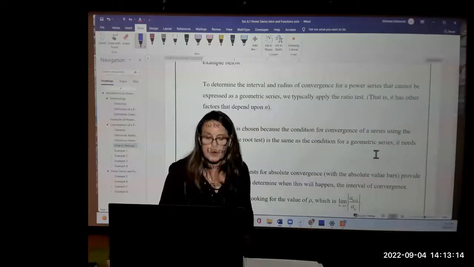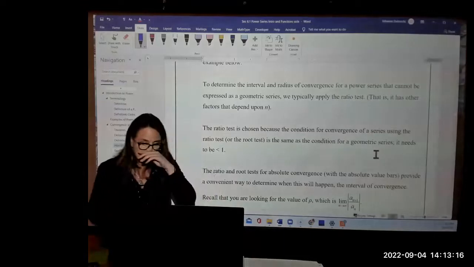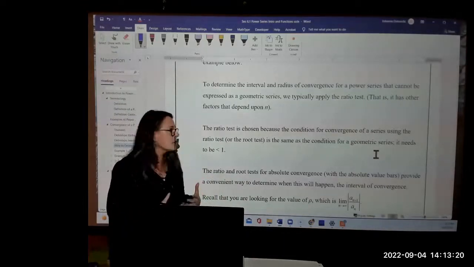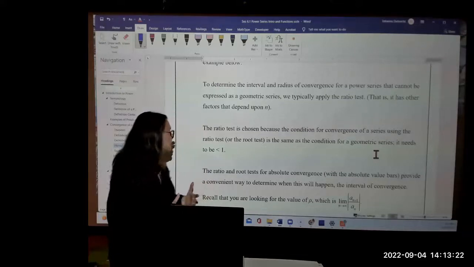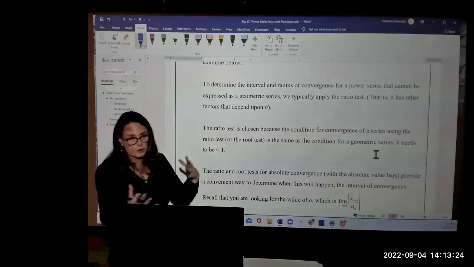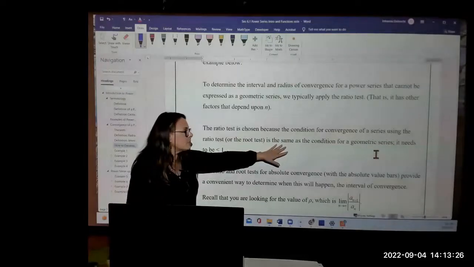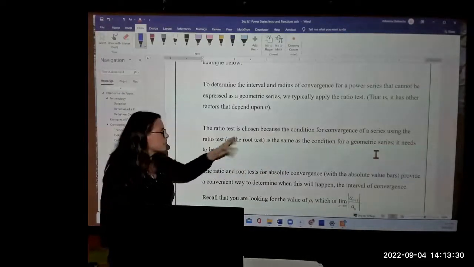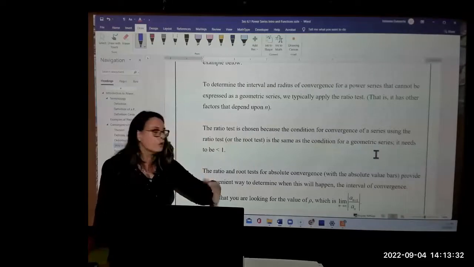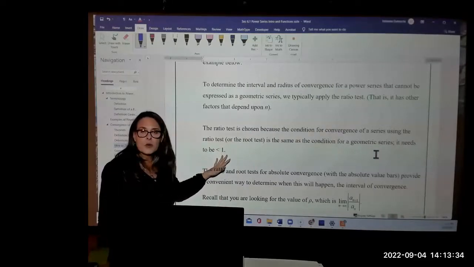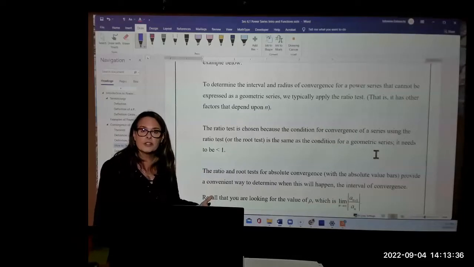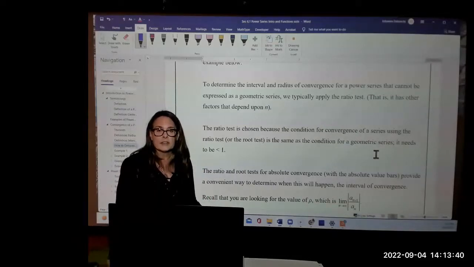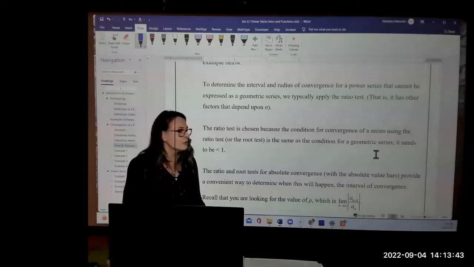Now, why would we want to apply the ratio test? In this case, it's because the condition for convergence of the series using the ratio test or the root test is the same as the condition for a geometric series. For the ratio test or the root test, we're looking for rho, and rho has to be less than 1 in order to converge. Well, that's the same as the geometric series condition for convergence.